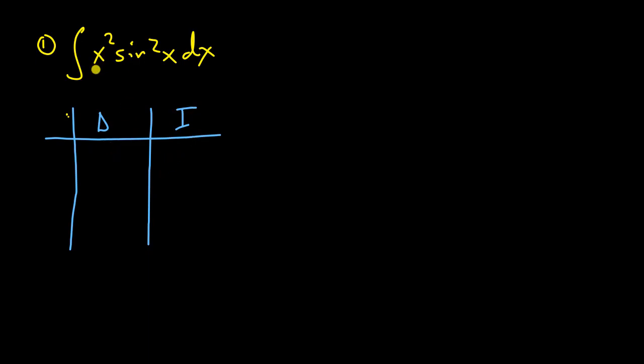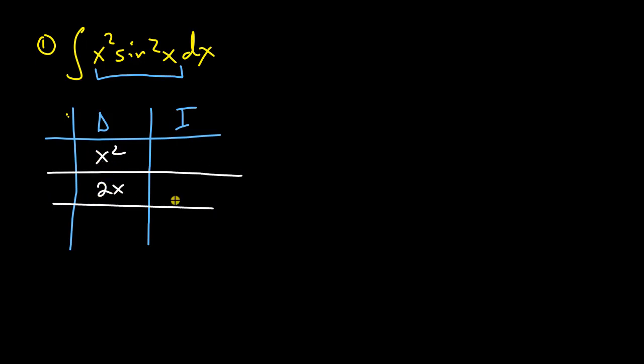So we choose one of these functions which can be differentiated up to 0, and the other which is easier to integrate. In this case x squared is easier to differentiate up to 0, so I write x squared here. If I differentiate x squared I get 2x. If I differentiate 2x I get 2. If I differentiate 2 I get 0. So once we see the 0 we stop at that point.